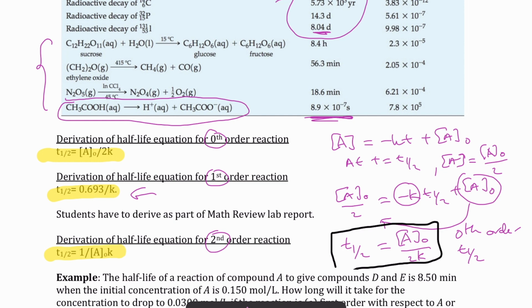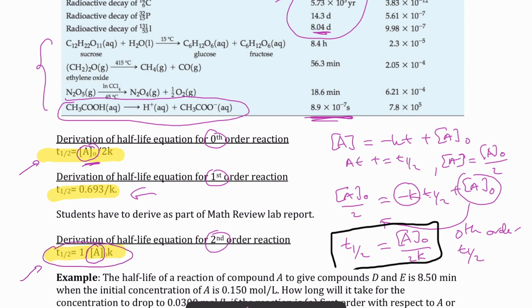Now, if you look at the other two, zeroth and second order, notice that the half-life is dependent on initial concentration, but it depends in opposite ways. For the zeroth order, the half-life is directly related to the concentration. So if you're running a reaction, of course, the reactant concentration is going to drop. Therefore, your half-life is actually going to get shorter and shorter. So the first, the second, and the third half-life would get shorter and shorter.